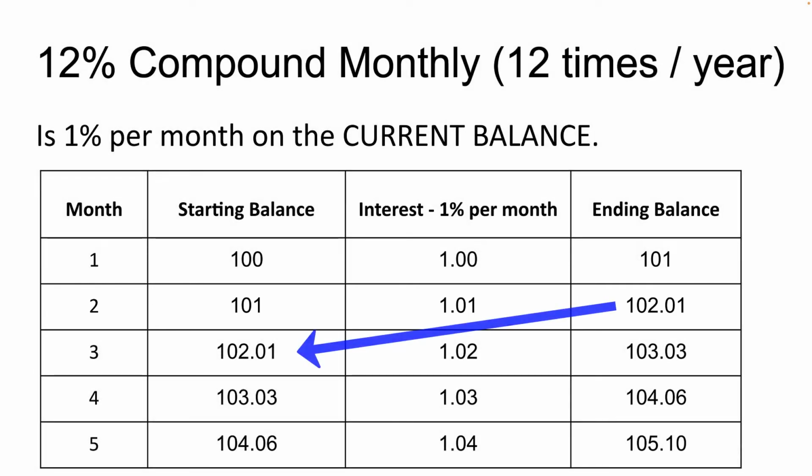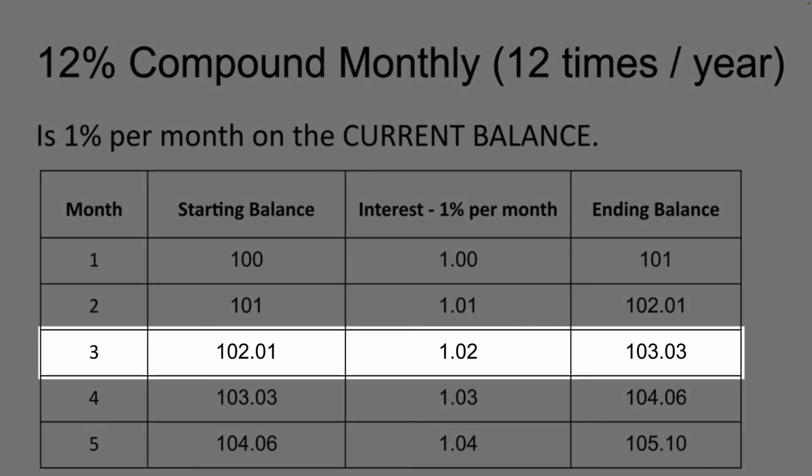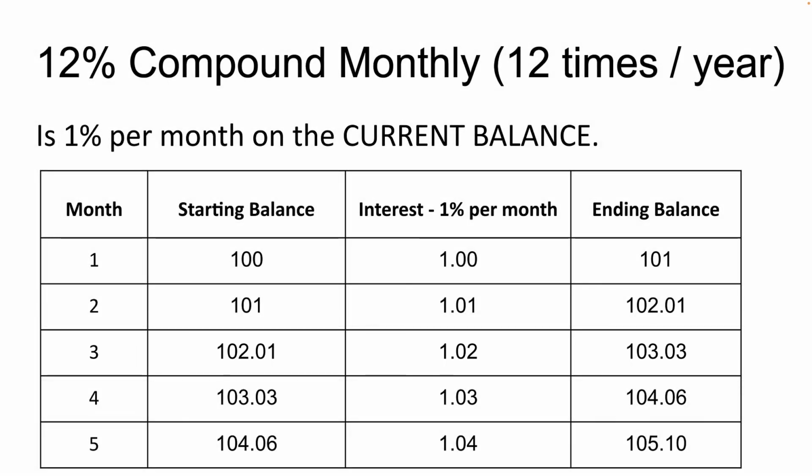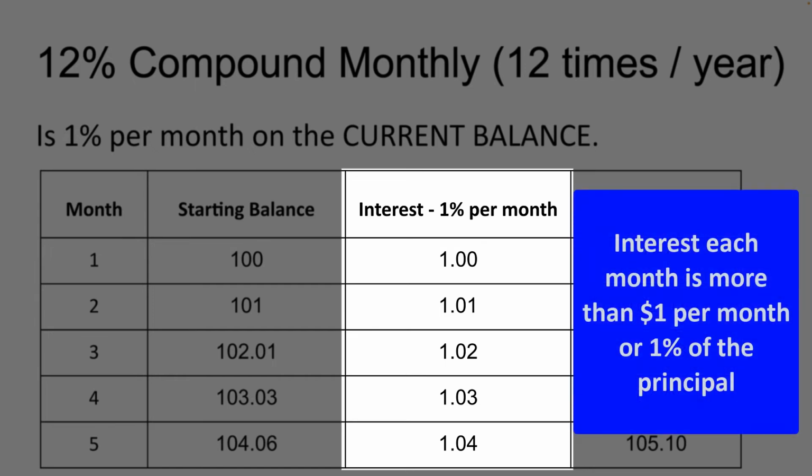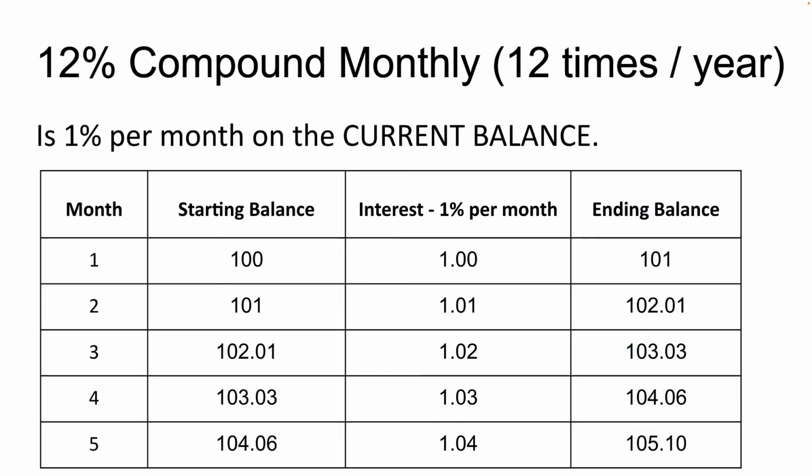And then, of course, we have $102.01 as our starting balance on the third month. It earns $1.02 interest, giving us an ending balance of $103.03, so on and so forth. So each month it's earning over $1 in interest, with the exception of that first month. So that means that we're actually earning a bit more than 1% interest on our principal investment each month.